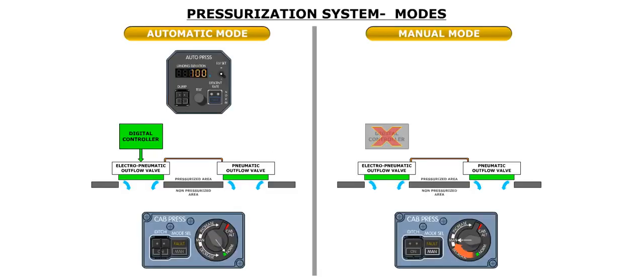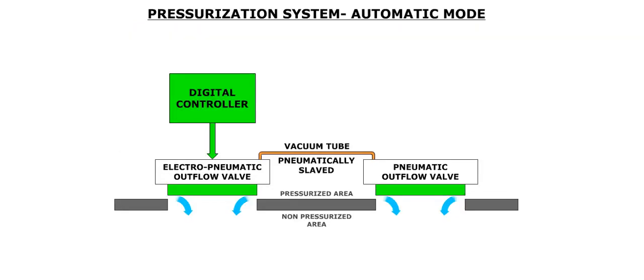The pressurization system can operate either in the automatic mode of operation or in the manual mode of operation. In the automatic mode, the pneumatic valve is slaved to the electro-pneumatic valve by an interconnected vacuum tube, which allows both valves to operate simultaneously.